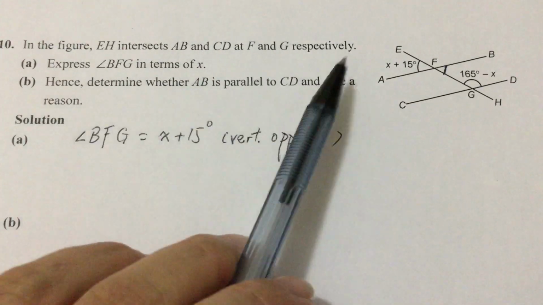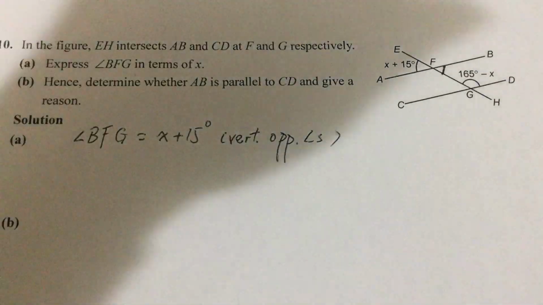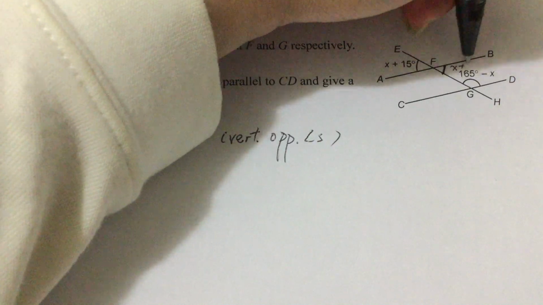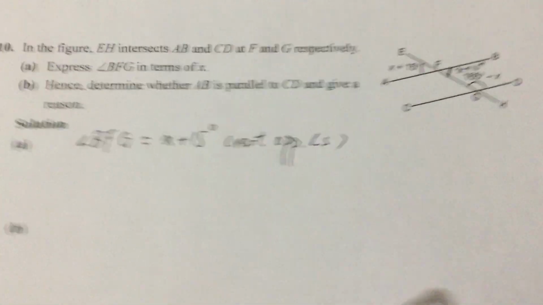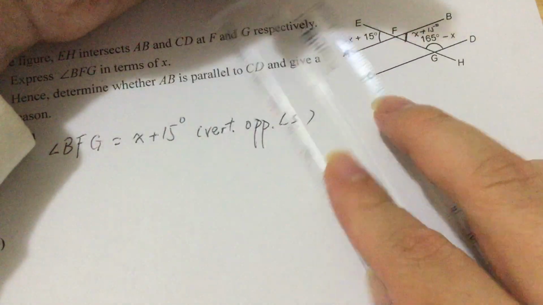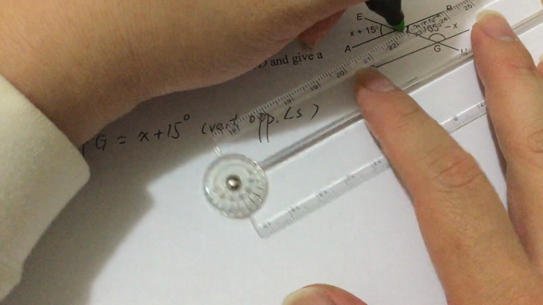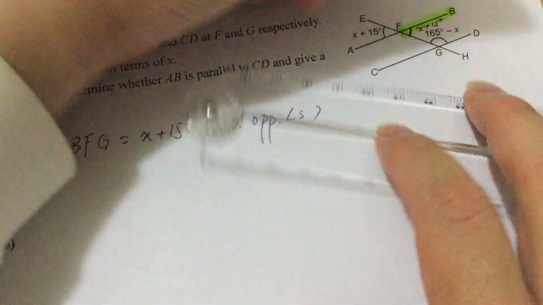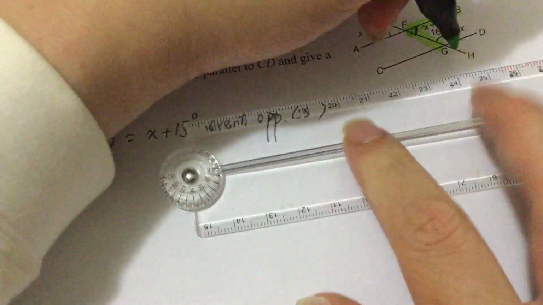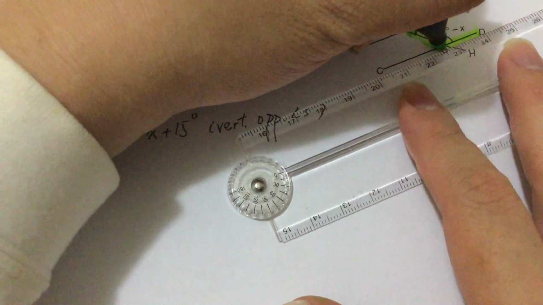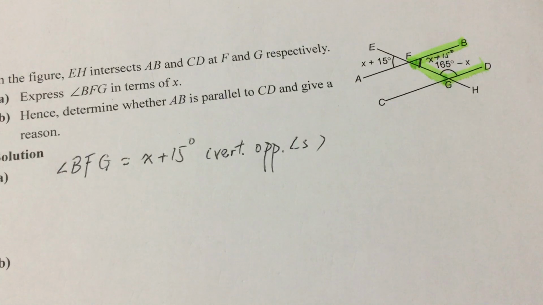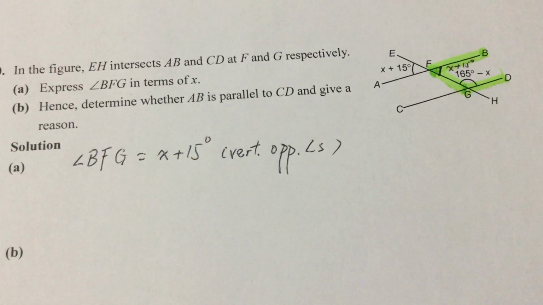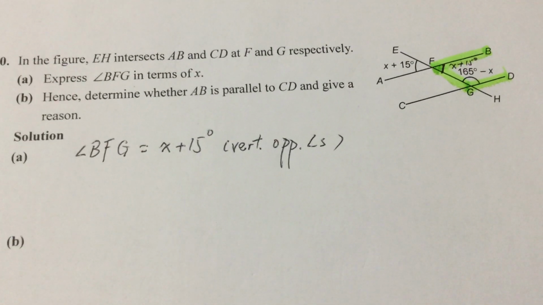Okay, now we're going to prove that AB is parallel to CD. First of all, we know that this is x plus 15 degrees. So which one are we going to use? Obviously, we have these two angles, so the only way is that we use the letter C. This is interior angles. We are going to show that these two angles added together will be 180 degrees, and we know that this is the letter C. Let's look at part B.